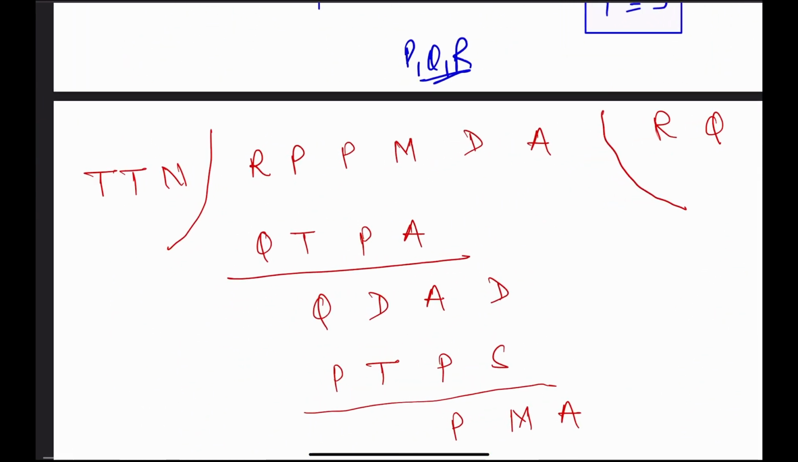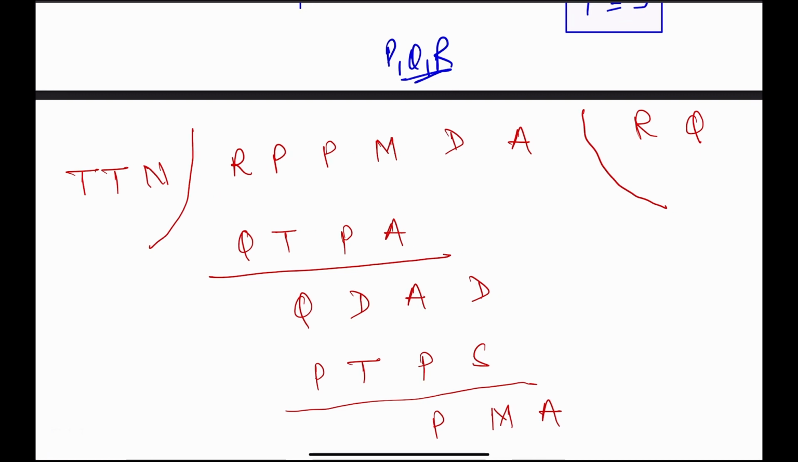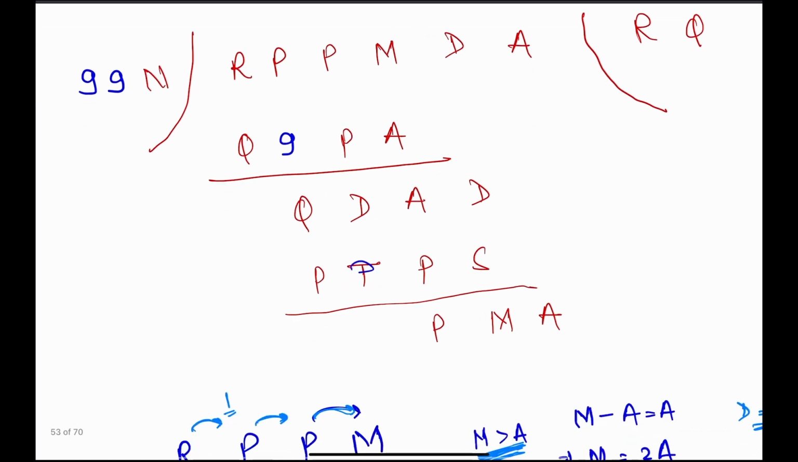So I can replace all the values over here. My T 99 will become 99, here it will become 9, here it will become 9, 0, 9.